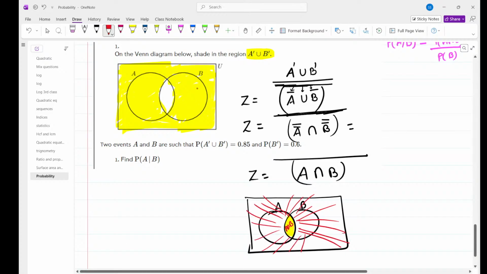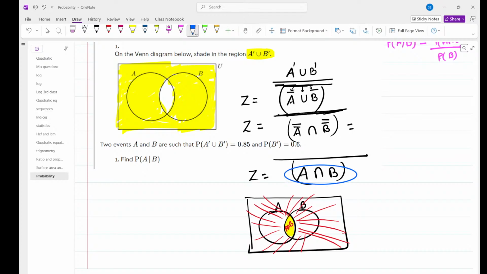Wait, wait, explain the last part again. I thought now, because of De Morgan's law, you only shade the middle. You manipulated the first one to show that it's A intersection B, so I thought you only shade that. A intersection B is this, right? Yeah. And you have one complement left here.